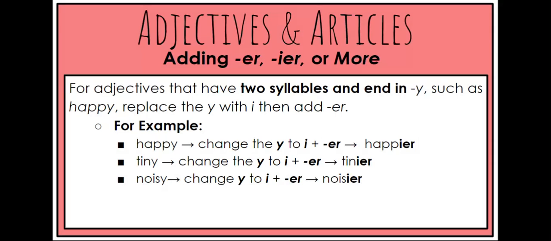Noisy. For noisy, we see how many syllables it has. Noisy has 2 syllables and it ends in y, so it meets the criteria to change the y to an i and add the suffix er. Noisier. Messy. We change the y to an i and add er because messy, again, has 2 syllables. So that would make the comparative adjective messier.